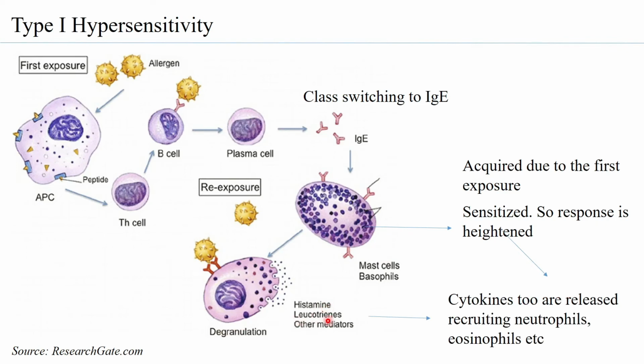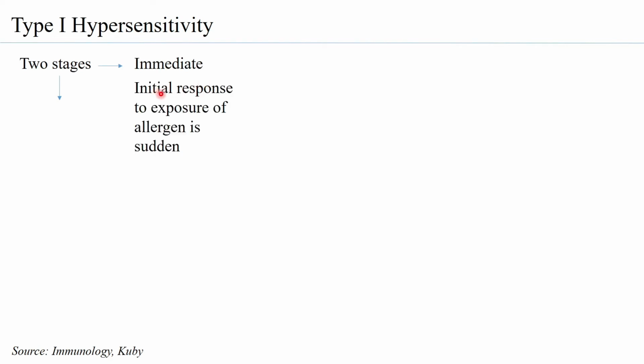So along with histamines and leukotrienes, cytokines too are released, and these cytokines in fact recruit neutrophils and eosinophils. So you have migration of neutrophils and eosinophils happening that would further enhance the hypersensitive reaction. So there are two stages of type 1 hypersensitivity. One, it can be an immediate effect. So immediate effect is within 2 to 4 hours itself, and the initial response to the exposure of allergen is therefore sudden. And it is mediated mostly by mast cells.